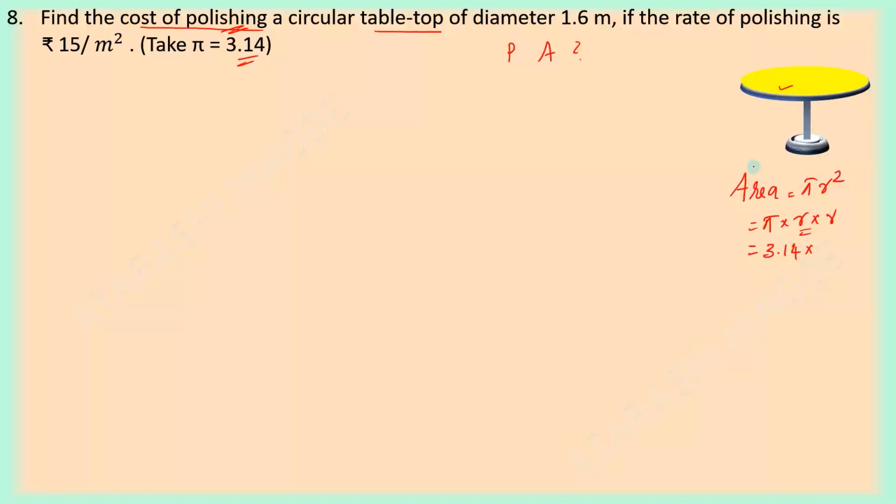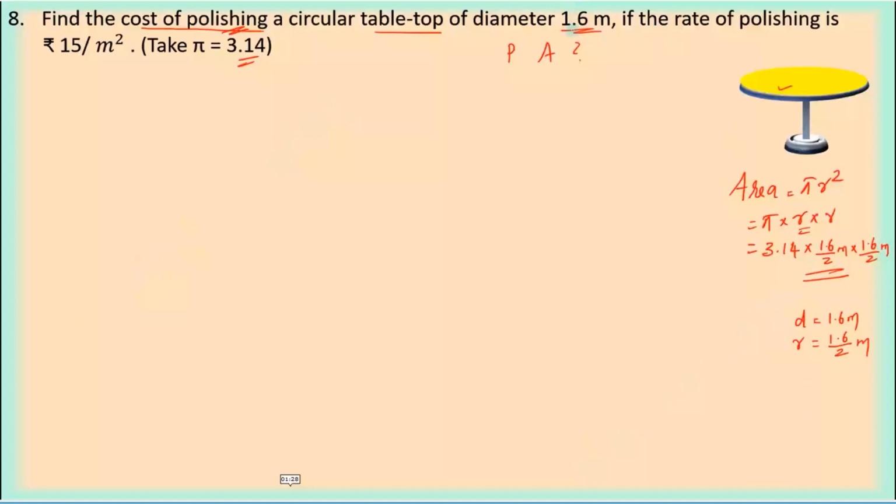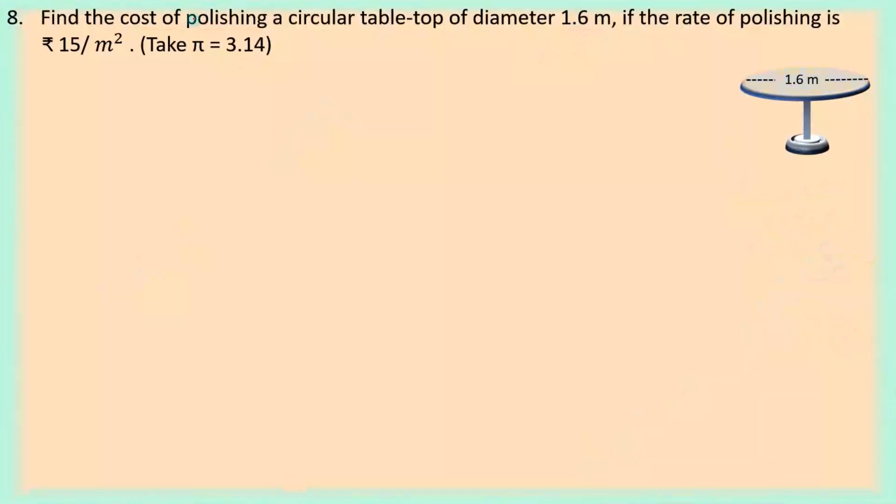How to get radius? That is, here diameter is given. It is 1.6 meter. So diameter equal to 1.6 meter. Therefore radius will be half of this. That is 1.6 divided by 2 meter. So here we can write 1.6 by 2 into 1.6 by 2. Doing this, we will get the area of this tabletop. After that, we have to find the cost of polishing. Now, first let us find the area.